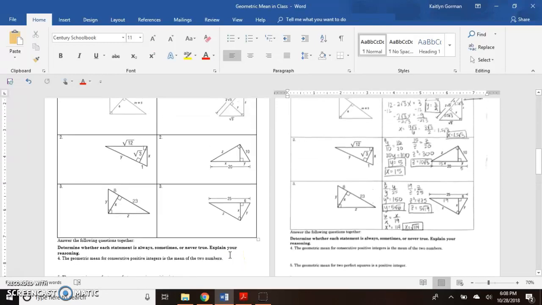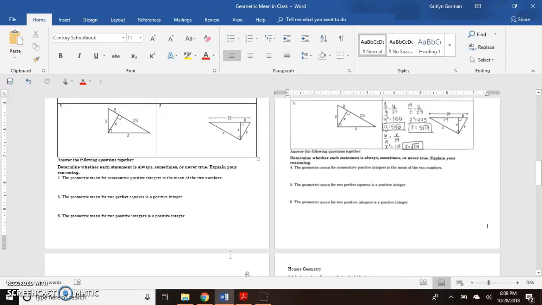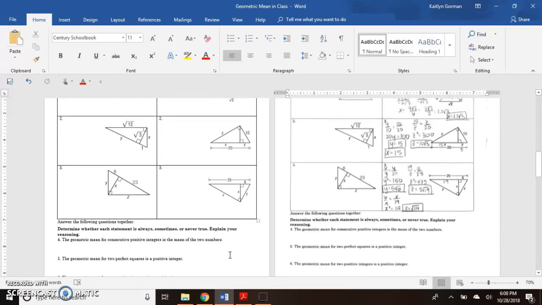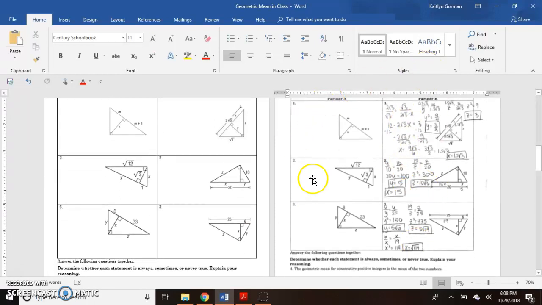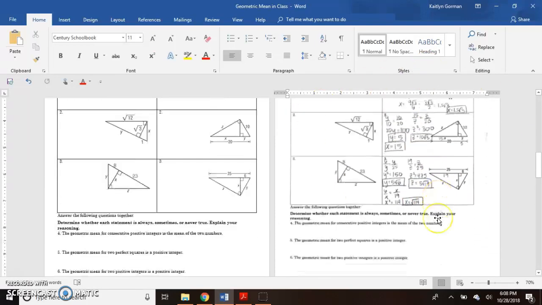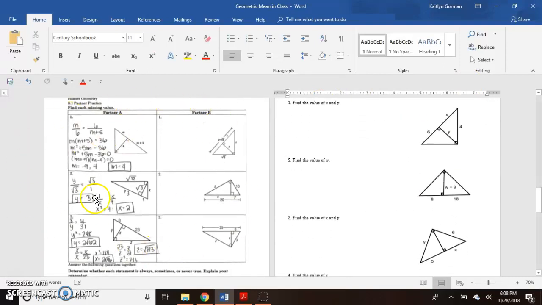And this is a good time for them to ask me questions. If they didn't understand anything, they can ask their partner questions and they can help each other out. So if you look here on the right, partner B's answers are filled out. So this would be given to partner A. And then for the second part, partner B will have the answers for partner A.